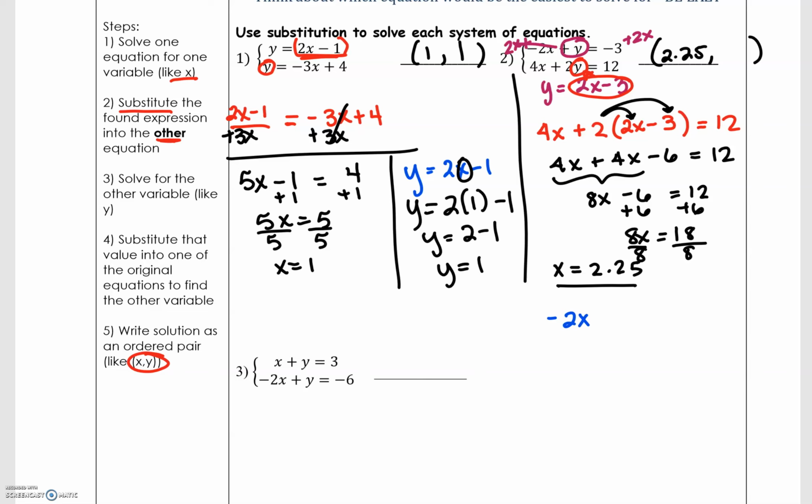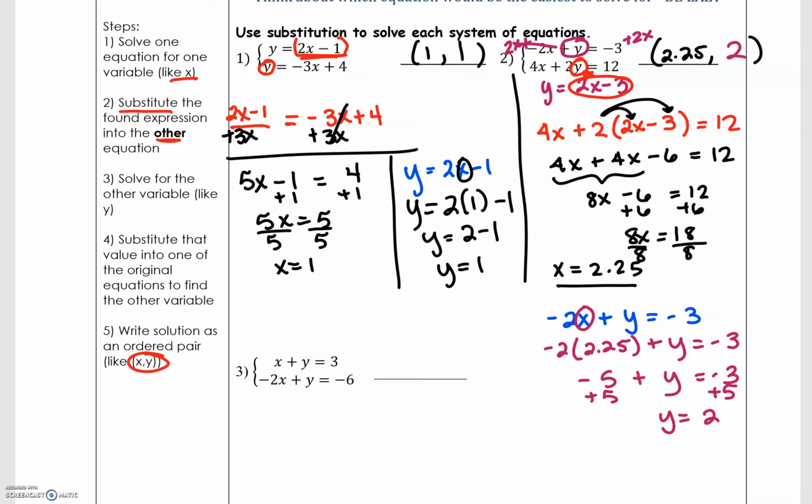So it doesn't matter which equation you use, but I'm going to write out the top one, and then I'm going to replace the value that I know, which in this case is the x. So I'm going to replace the x with the 2.25, and then I'm going to solve.